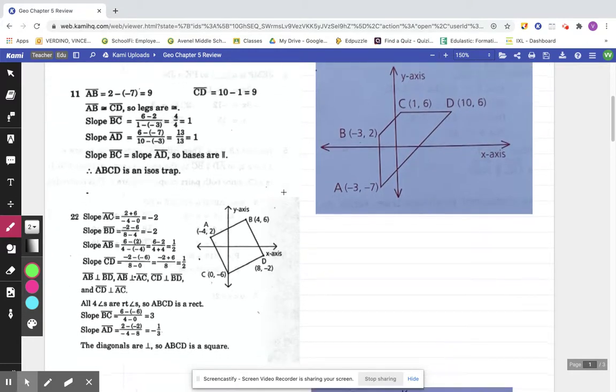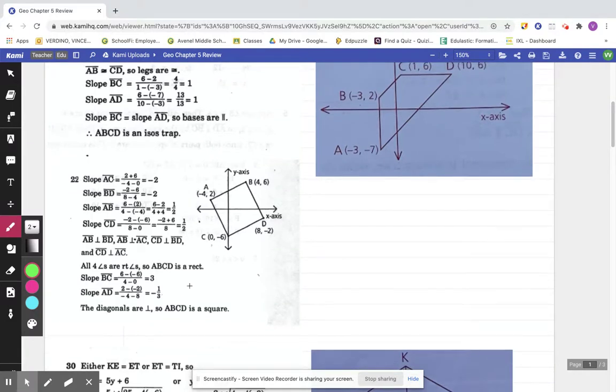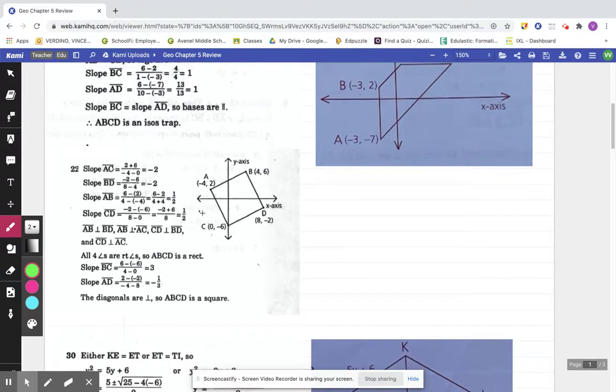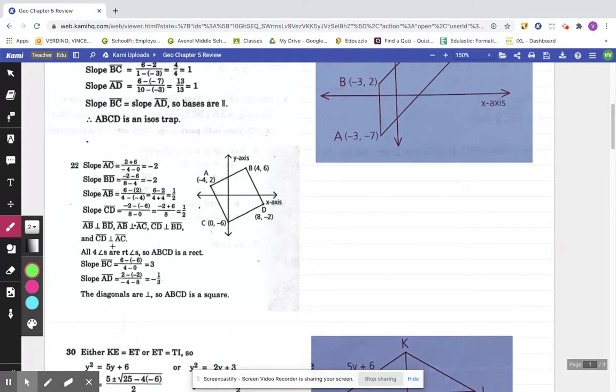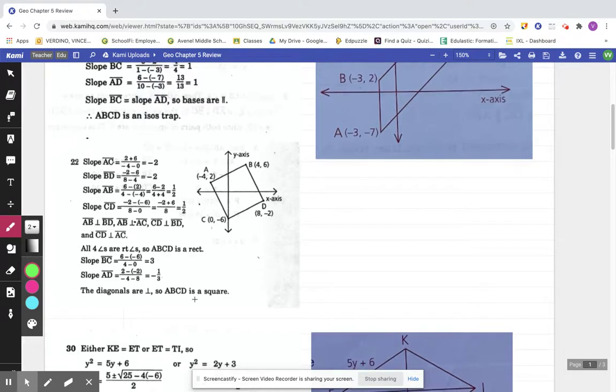And same thing is going to happen in number 22. They want to know what kind of figure this is. It's eventually going to be a square based on the information. Find the slope of AC, BD, AB, and CD. Okay, you're going to notice AC is -2, BD is -2, AB is 1/2, and CD is 1/2. Based on that information, ABCD is a rectangle, and then eventually the diagonals are going to be perpendicular, so ABCD is a square.